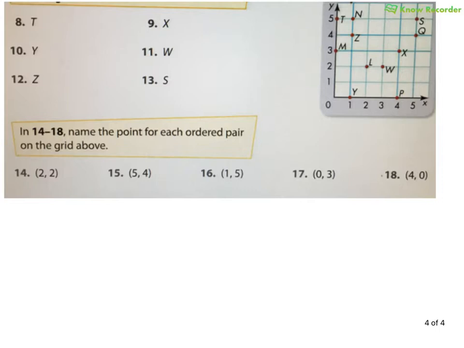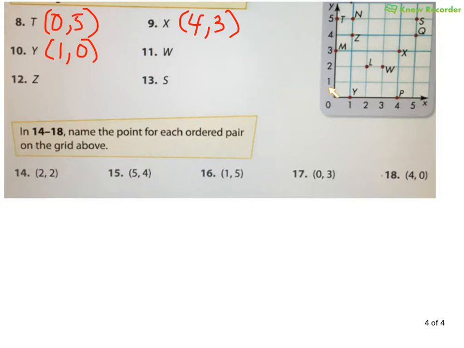Alright, finally, last page. They just want to know what are the ordered pairs for the first part. So first I got to find point T. It's right here. How far did I move over? Nothing. I stayed on the line. But I did go up 5. So this is 0, 5. X went over 4, up 3. So it's 4, 3. Y, because I asked you to, moved over 1, but up nothing. So it is 1, 0.